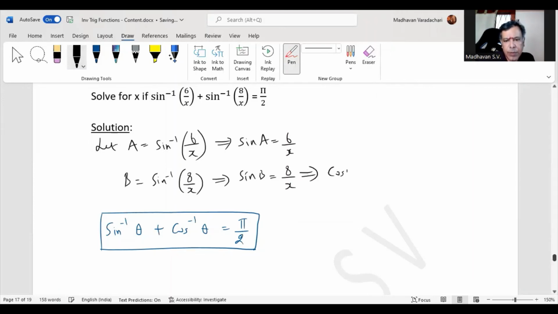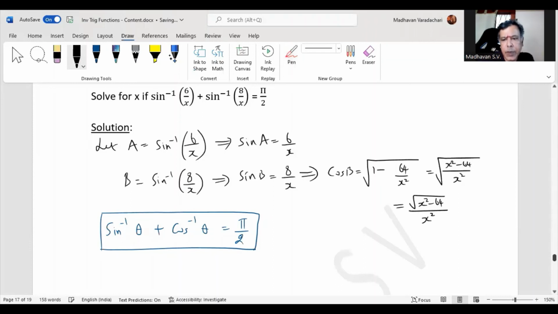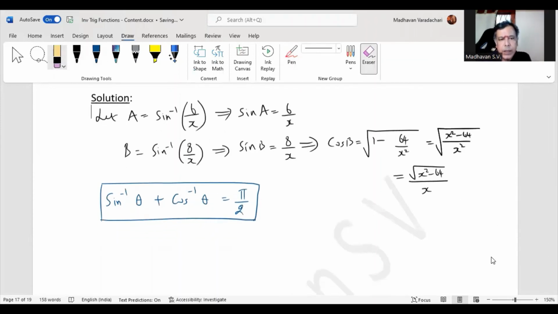So cos of B will be the square root of 1 minus sine square B. Sine square B is 64 by x square, so 1 minus that is x square minus 64 by x square, which is nothing but root of x square minus 64 by x, because the square root of x square is x.